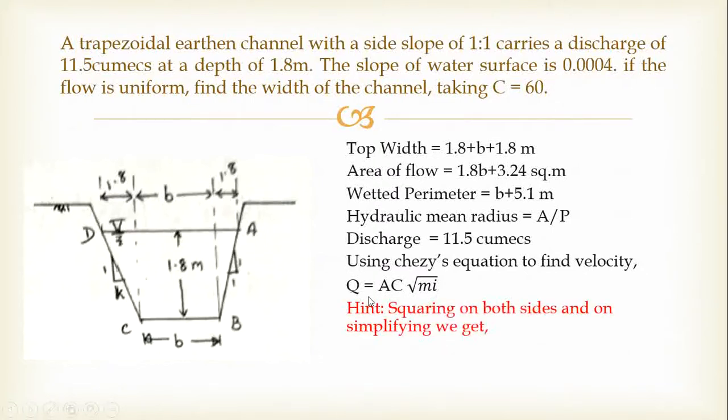Hint is just start substituting this equation. Discharge is given 11.5, area is 1.8 b plus 3.24, C is 60, square root of m, this is A by P, into i is 0.0004. Once you write this equation, substitute here, square on both sides and simplify, you will get the width as 3.29 meters.